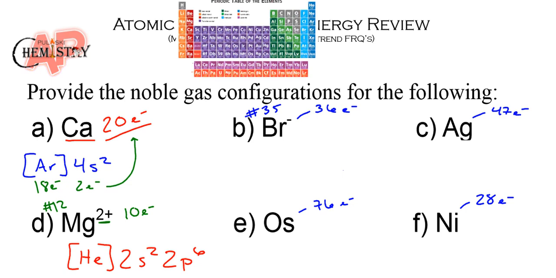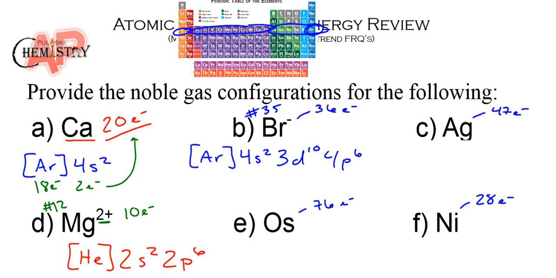Let's take a look at these. So bromine, if it's Br minus, you'd have 36 electrons. So now you are located where Kr is. So you would need to add an extra electron. So you'd still use Ar because it's on the previous row, and then you simply go through 4s2, 3d10, 4p6.